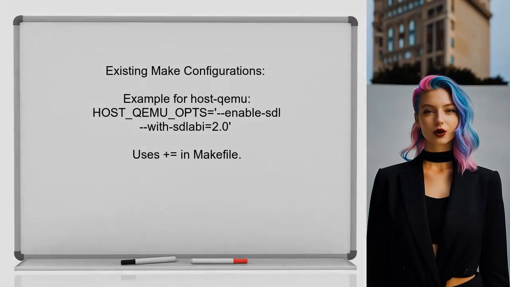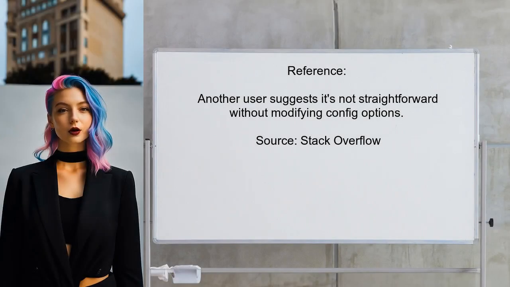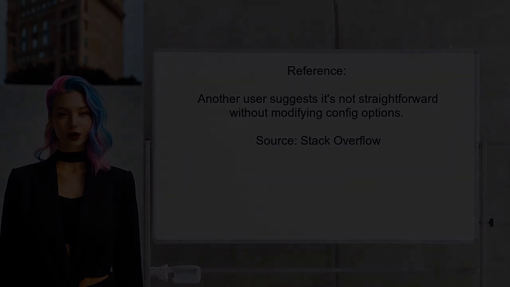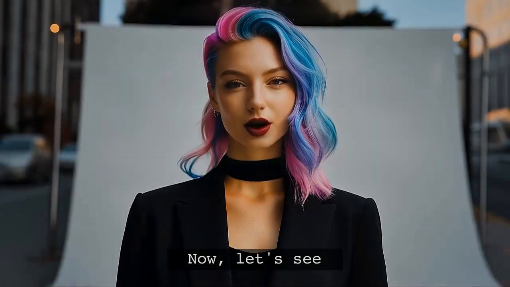For some packages, existing make configurations can be used. For example, with host QEMU, they managed to add options using HOST_QEMU_OPTS, since that package uses a += sign in its makefile. Lastly, they reference another user's answer, which also indicates that without modifying the configuration options, passing extra options isn't straightforward. Now, let's see a response from a different user.